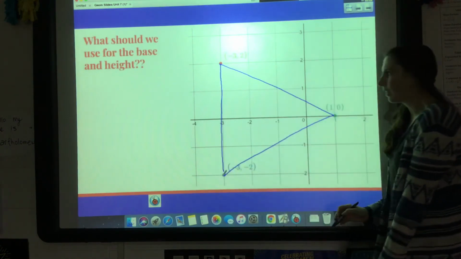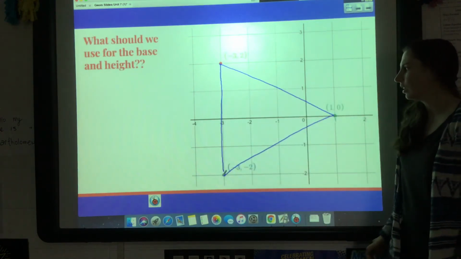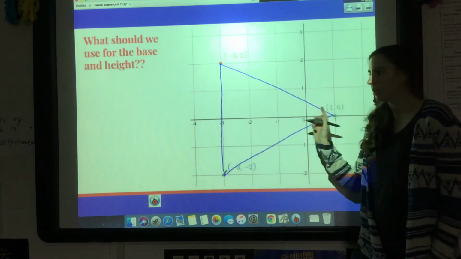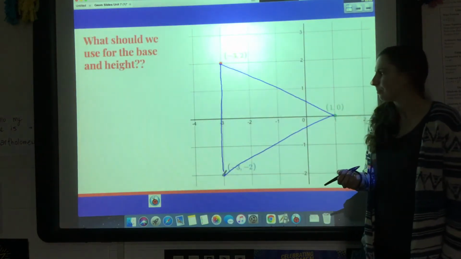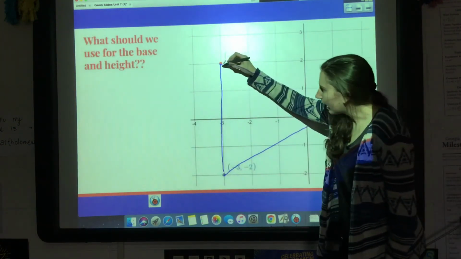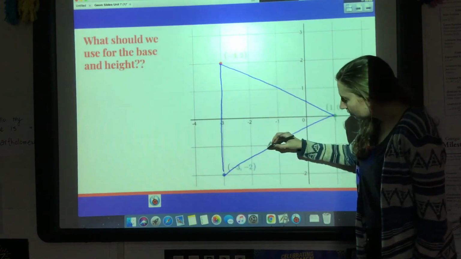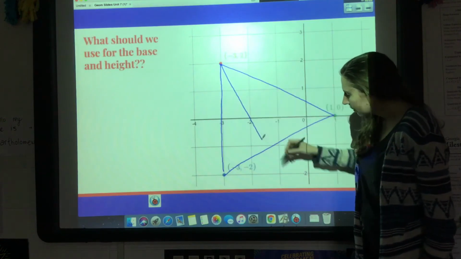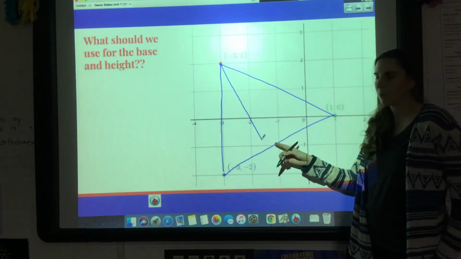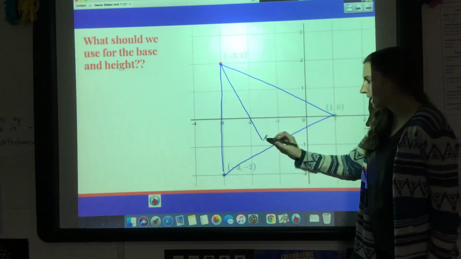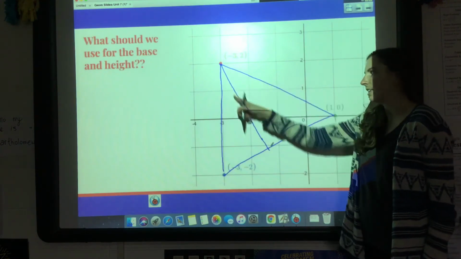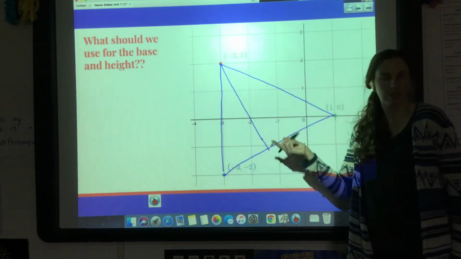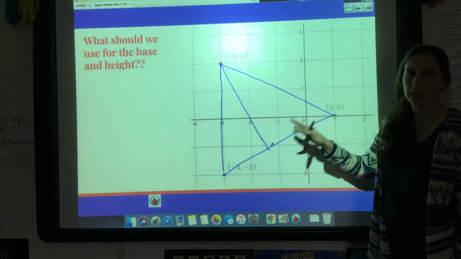What do you think, if I were going to try to find the area here, which side would you use for the base and the height? I could make the height right here and form a right angle. The problem is, if I make this the height, first of all, I don't know exactly where to go. And second of all, I'm going to have to find this length, which I would have to do distance formula or Pythagorean theorem. It's going to be a lot of work.